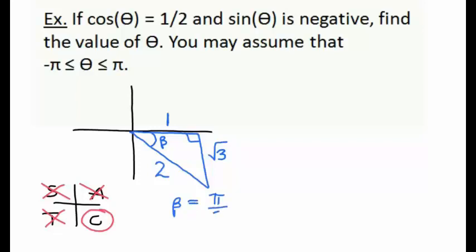pi by 3 radians. Now it's not going to be true that the value of theta is equal to pi by 3. Pi by 3 just happens to be our reference angle for this particular quadrant that we're in. What we have to do is figure out the true value of theta. And our true value of theta is going to be between negative pi and positive pi. So that means we could use negative pi by 3 as our value of theta in this case.